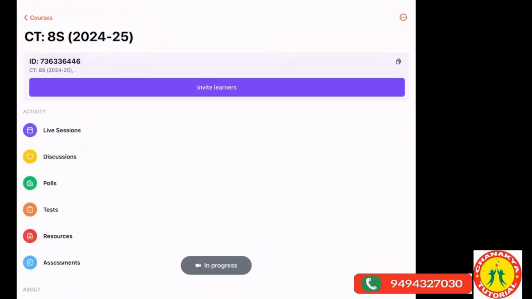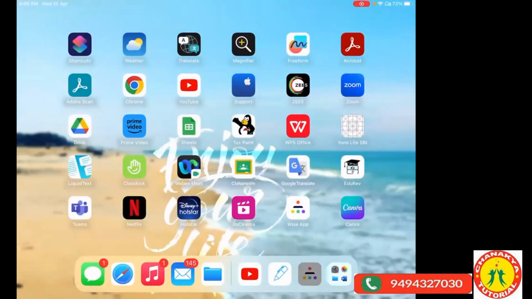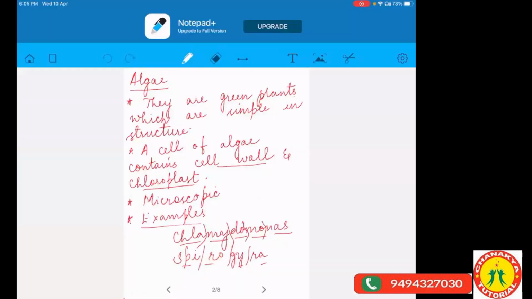So I'll share the screen and you can start writing. So start writing, children. This is the first page. Start from the algae. Once it is done, let me know.